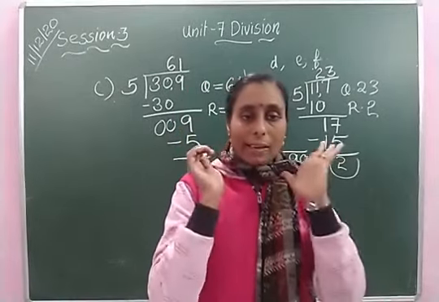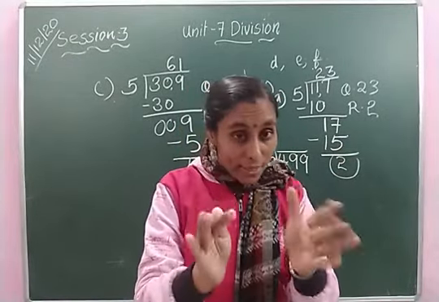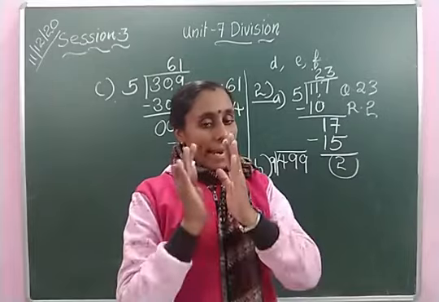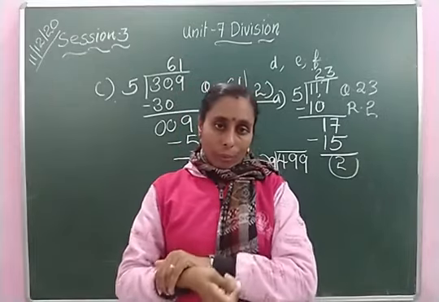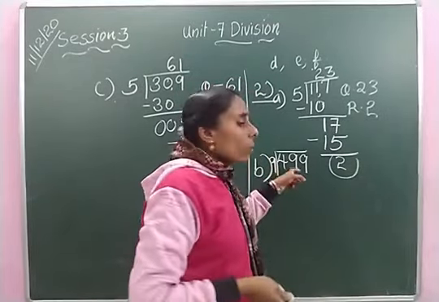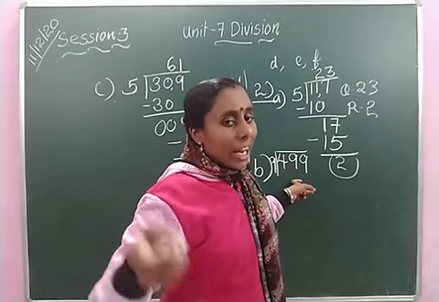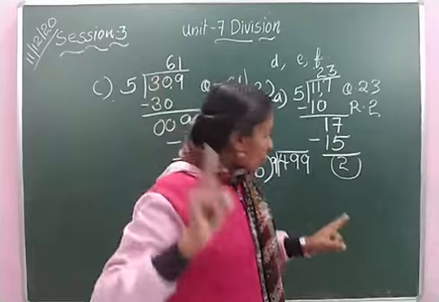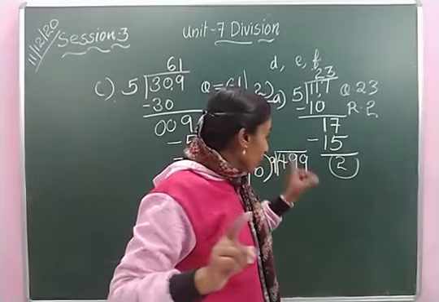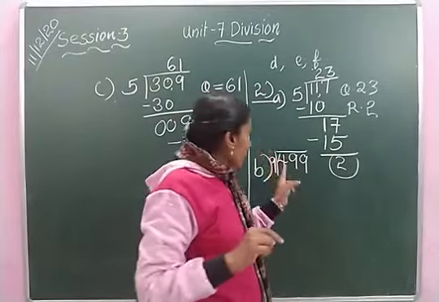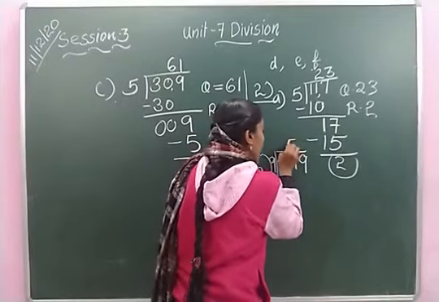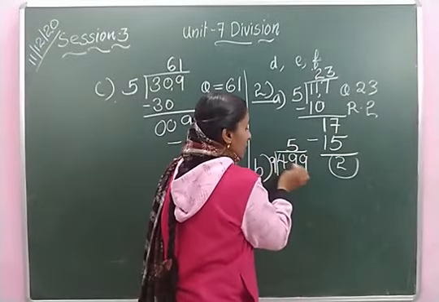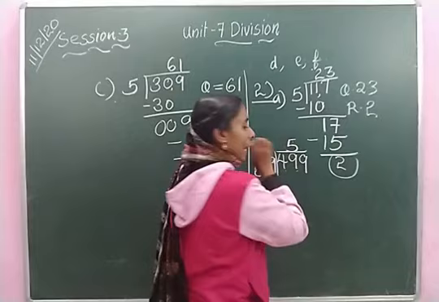While we are reading our 9th table, 9 5s are 45, 9 6s are 54. So here we have only 49. Can you take 6? No. If you take 6 times, it should be 54, but only 49 is there. So we have to write 5. Where are we supposed to write 5? On the top of 9.